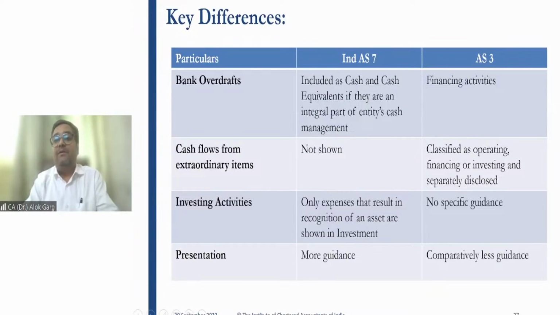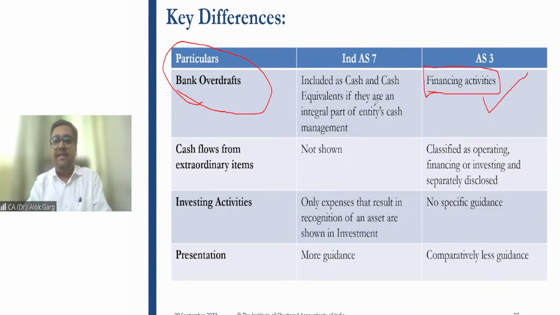Coming to the key differences between accounting standard 3 and Ind AS 7. In accounting standard 3, the biggest difference between the accounting standard and Ind AS is the treatment of bank overdraft, right? So friends, accounting standard 3 says that whenever there is an increase or decrease in bank overdraft, it has to be shown in financing activity. But in Ind AS, it is a part of your cash and cash equivalent.